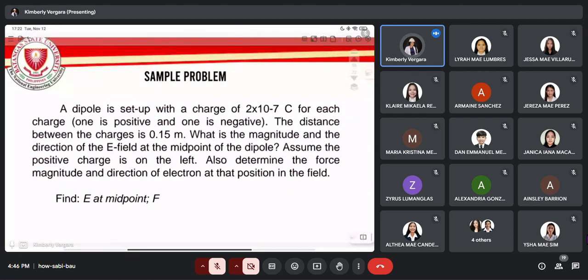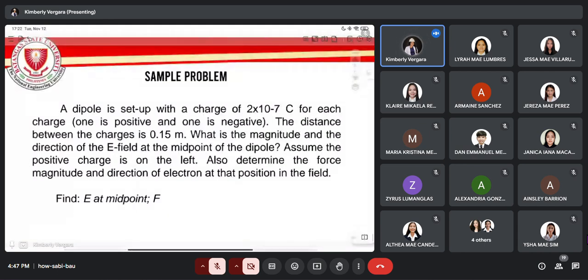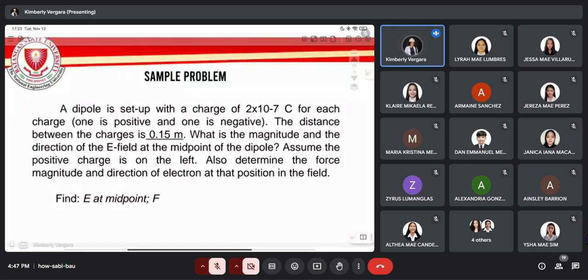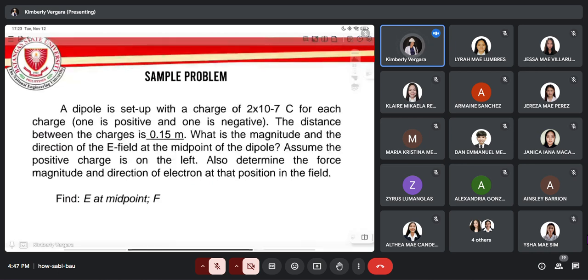So next, a dipole is set up with a charge of 2 times 10 raised to negative 7 Coulomb for each charge. One is positive and one is negative. The distance between the charges is 0.15 meters. What is the magnitude and the direction of the electric field at the midpoint of the dipole? Assume the positive charge is on the left. Also determine the force magnitude and direction of an electron at that position. So let's answer this one.